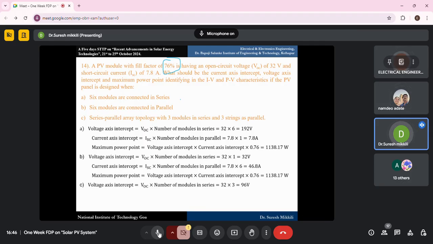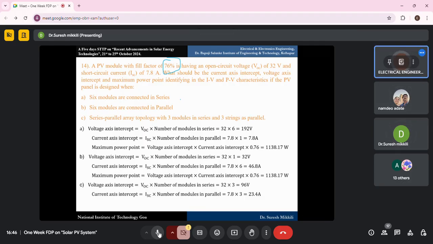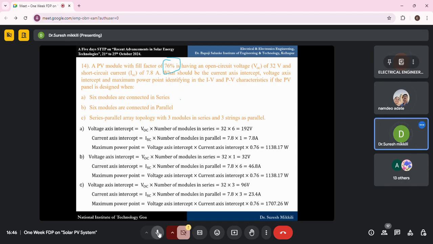Current is through 3 strings. What about power? Voltage, that's what. Power has increased.